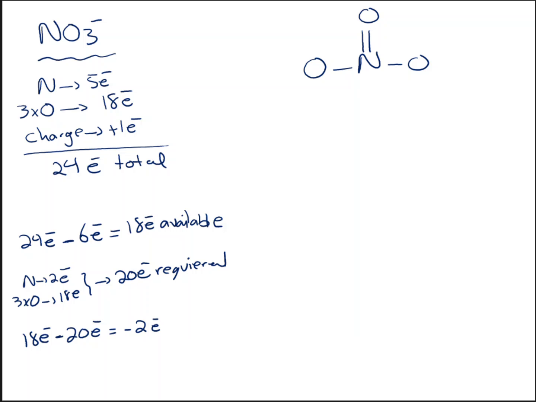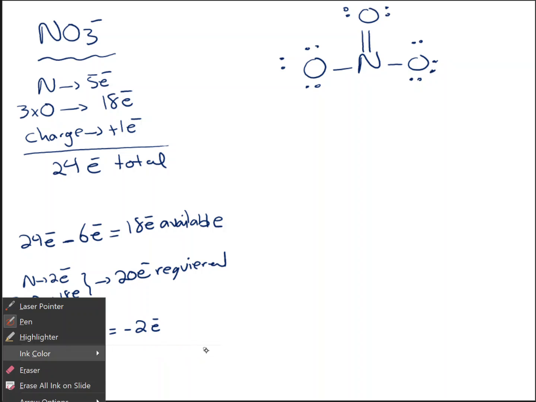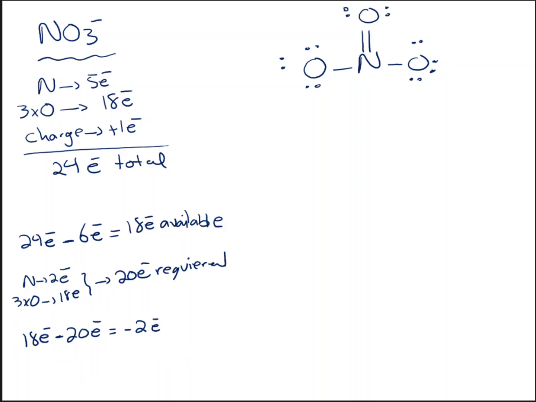Now we have to complete the octet of nitrogen and each oxygen. Nitrogen, 2, 4, 6, 8, is already octet. Once you're done with this structure, you should have a total of 24 electrons. So we count them: 2, 4, 6, 8, 10, 12, 14, 16, 18, 20, 22, 24. So those are the 24 electrons that I had available. Now, this is not the correct structure because the nitrate ion has a -1 charge here.